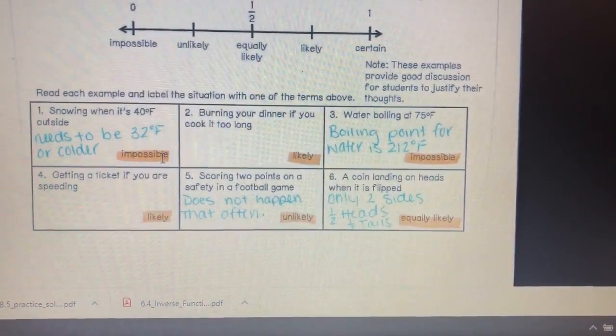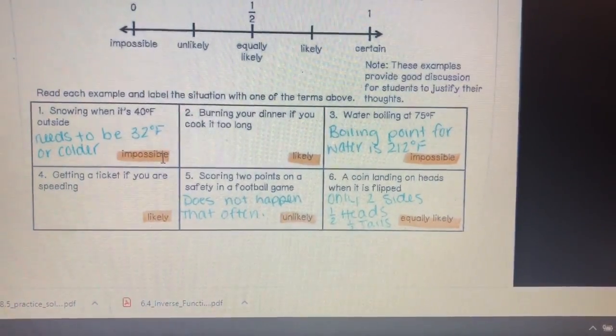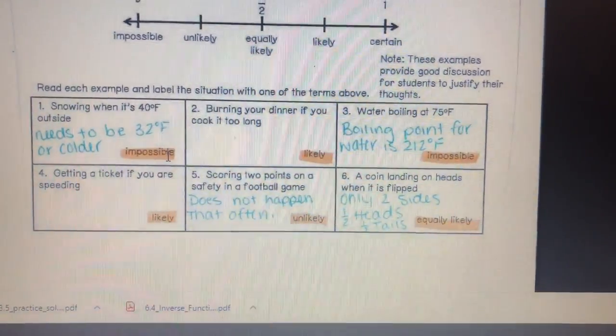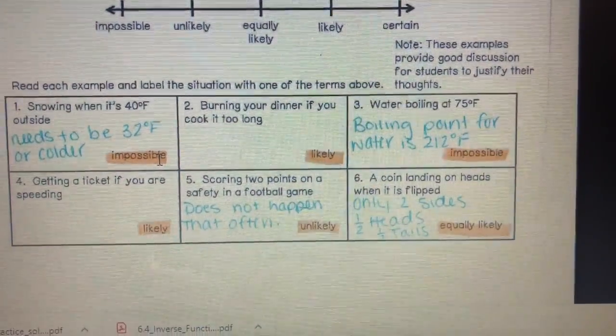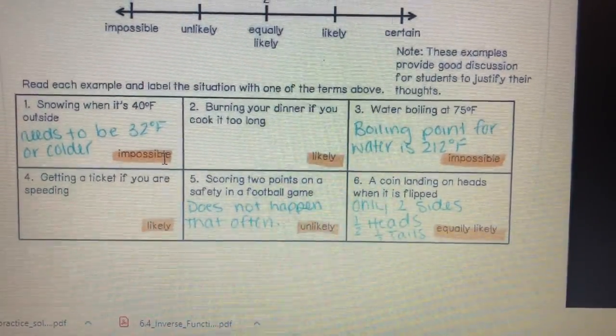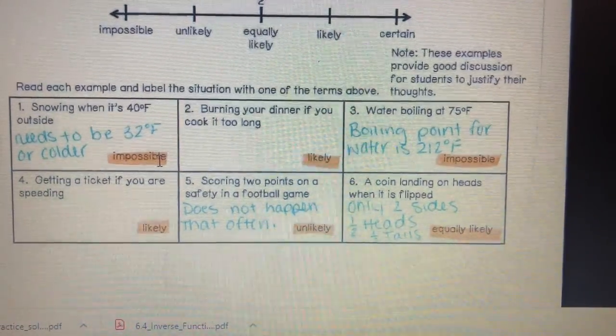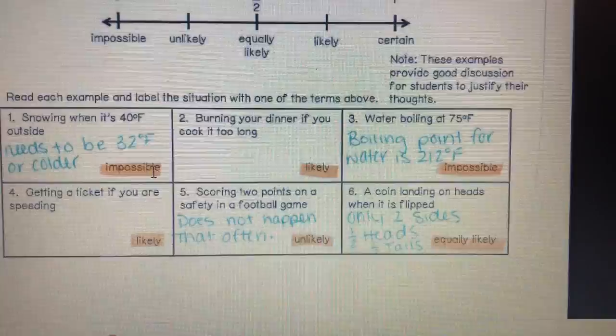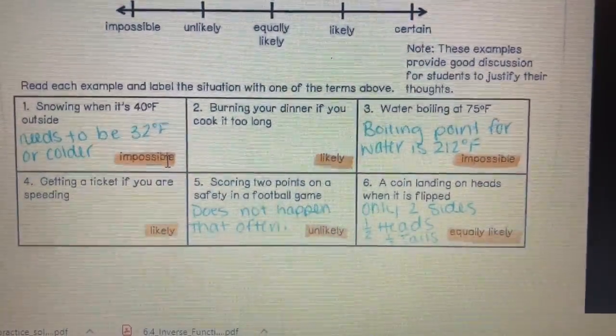Burning your dinner if you cook it too long, that is likely. It's not certain it's going to happen, but it is likely. Boiling water at 75 degrees Fahrenheit is impossible because the boiling point for water is 212 degrees Fahrenheit. So water will not boil if it's only heated to 75 degrees Fahrenheit.